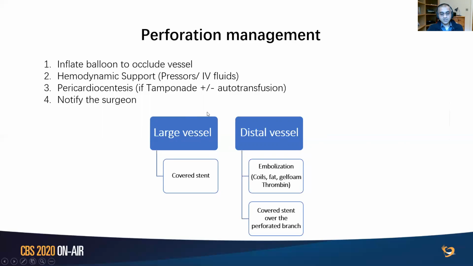The options then depend really on whether this is a large vessel perforation or, as in our case, a distal vessel perforation. In a large vessel perforation, you're going to consider a covered stent. In a distal vessel perforation, you have more options available to you. You can think about embolization, either with coils, with fat, gel foam, or even thrombin. Very rarely you do have to think about a covered stent in the main vessel to exclude the side branch. But of course, you're sacrificing then a big segment of myocardium.